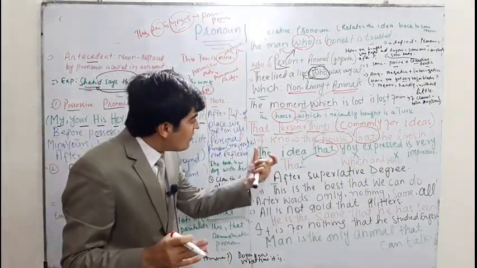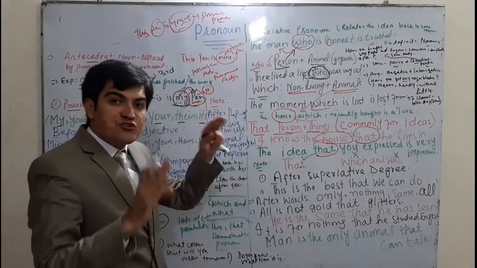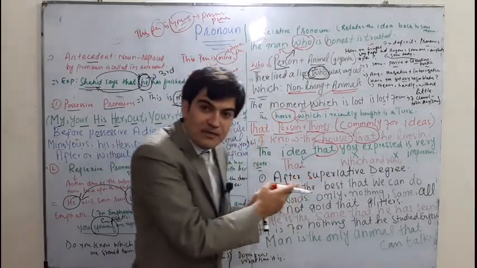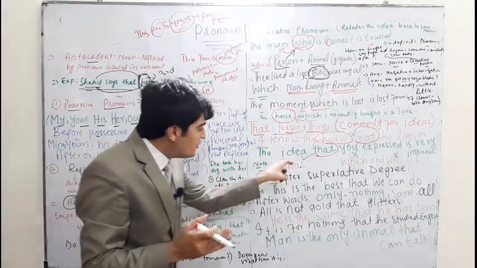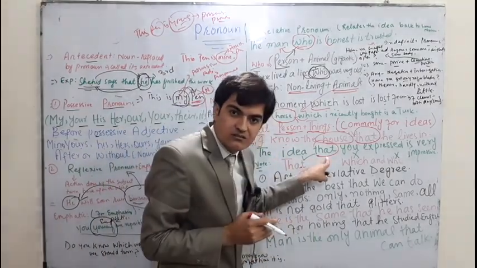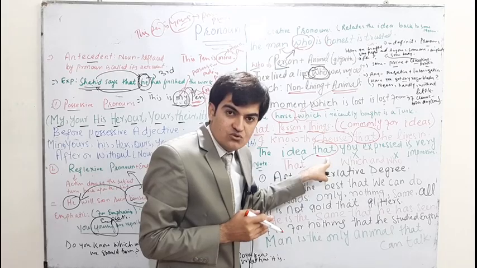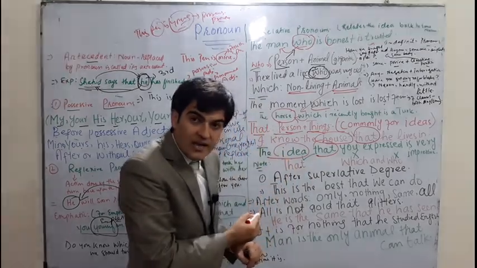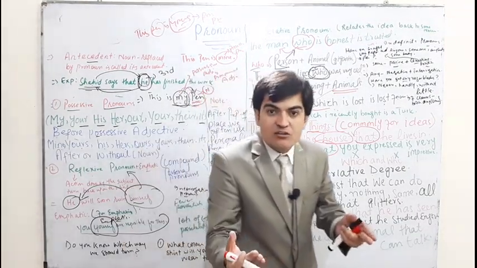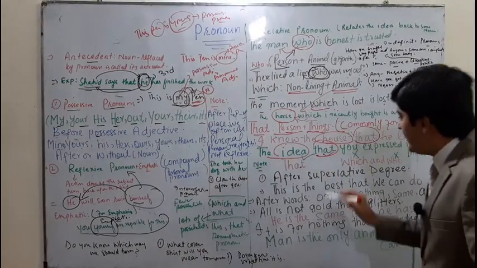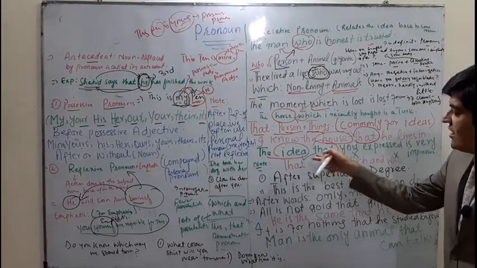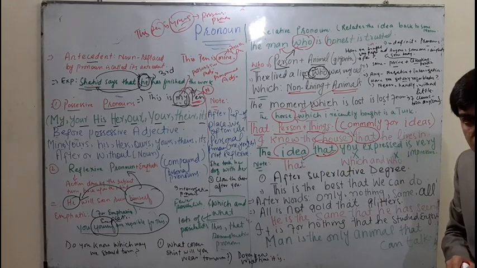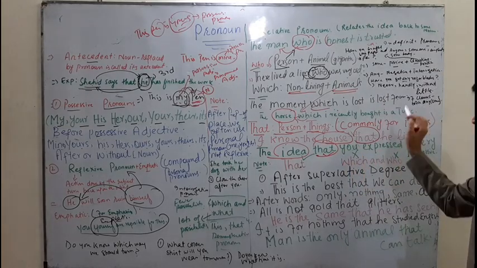So gentlemen, whenever you come across any statement where an idea is embedded, where an idea is ingrained, you would be required to use "that" instead. Since here an idea is being discussed, a perception, a notion, that's why you will use "that". You cannot say "the idea which you expressed is very impressive". You can't use that. Normally for ideas, what do we use? We use "that".